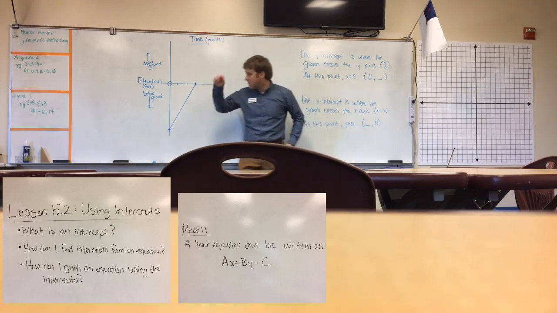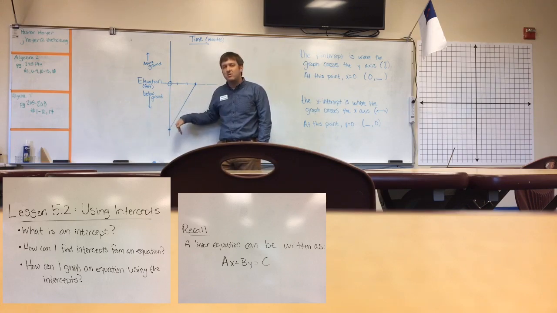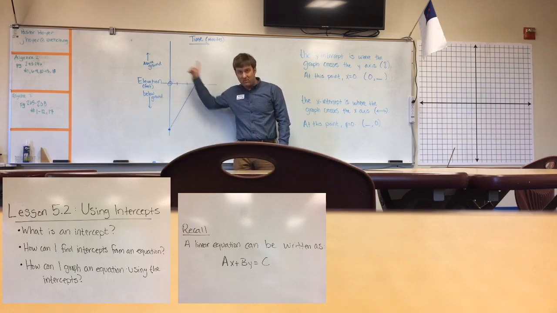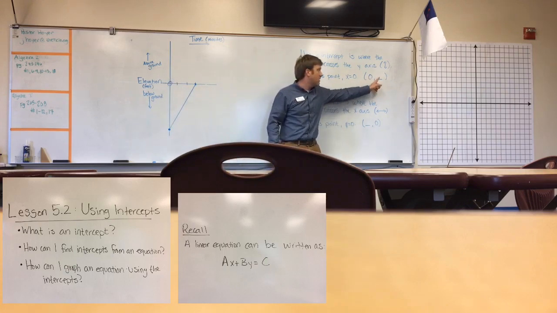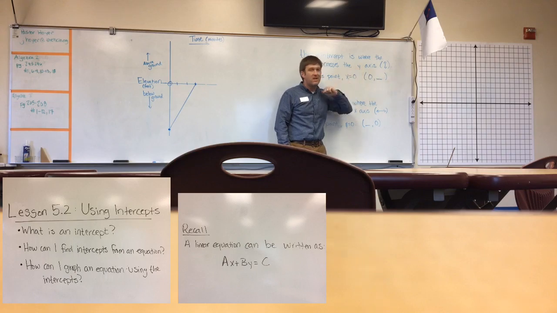Okay? So notice right here, this is the y-intercept. Like I said, the value here is -90 and x equals 0. So the ordered pair for the y-intercept of this particular graph would be 0, -90. The y-intercept is -90. The ordered pair would be 0, -90.